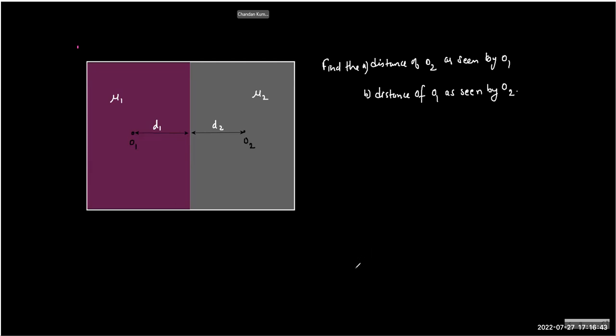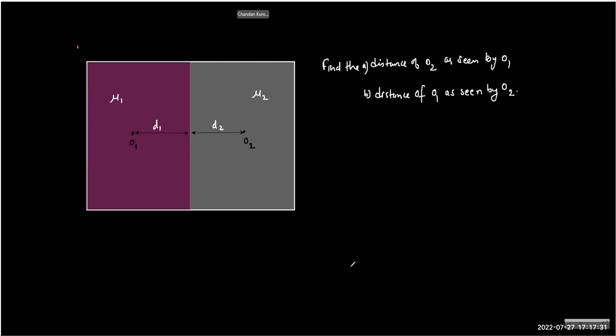So when O1 is the observer, which distance will appear as it is? When you enter the water, you can see the inside easily, right? Clearly, without any apparent change. The apparent change only happens when the light suffers a refraction. So for observer O1, D1 will appear as D1, right? But D2 will appear something different, D2 dash.